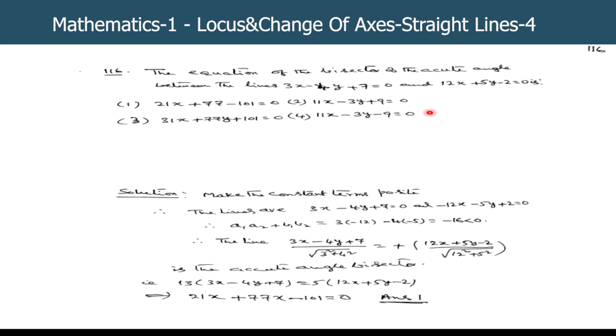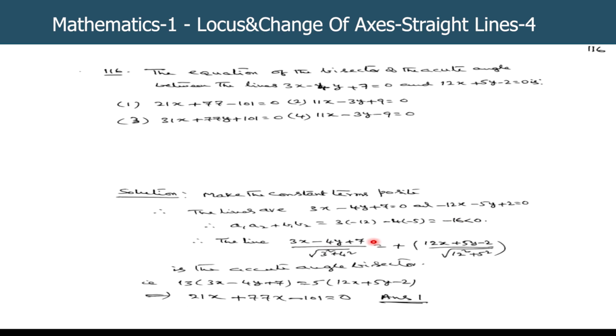So here, please see, the lines are 3x minus 4y plus 7 equal to 0 and minus 12x minus 5y plus 2 equal to 0. I made both lines' constant terms positive. Now a1 a2 plus b1 b2: you take 3 into minus 12, plus minus 4 into minus 5, which is equal to minus 16, which is less than 0. So if a1 a2 plus b1 b2 is less than 0, then the bisector with plus sign is always the acute angle bisector.